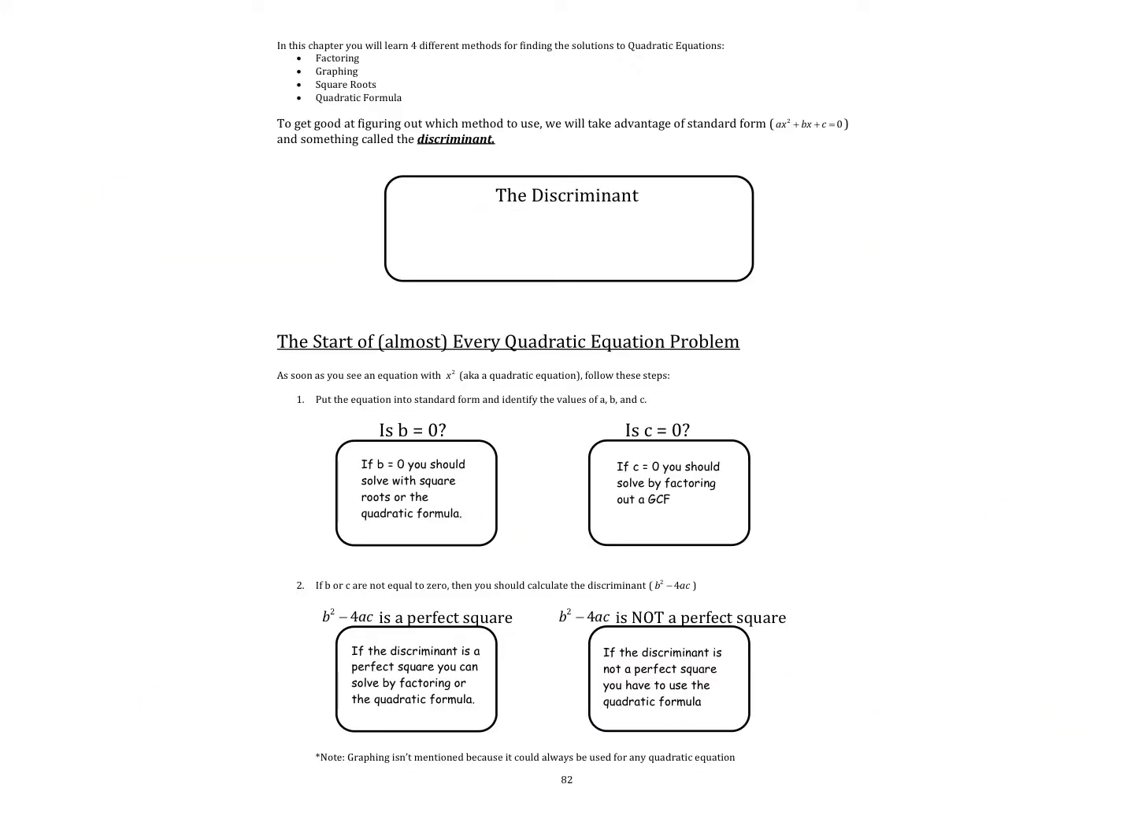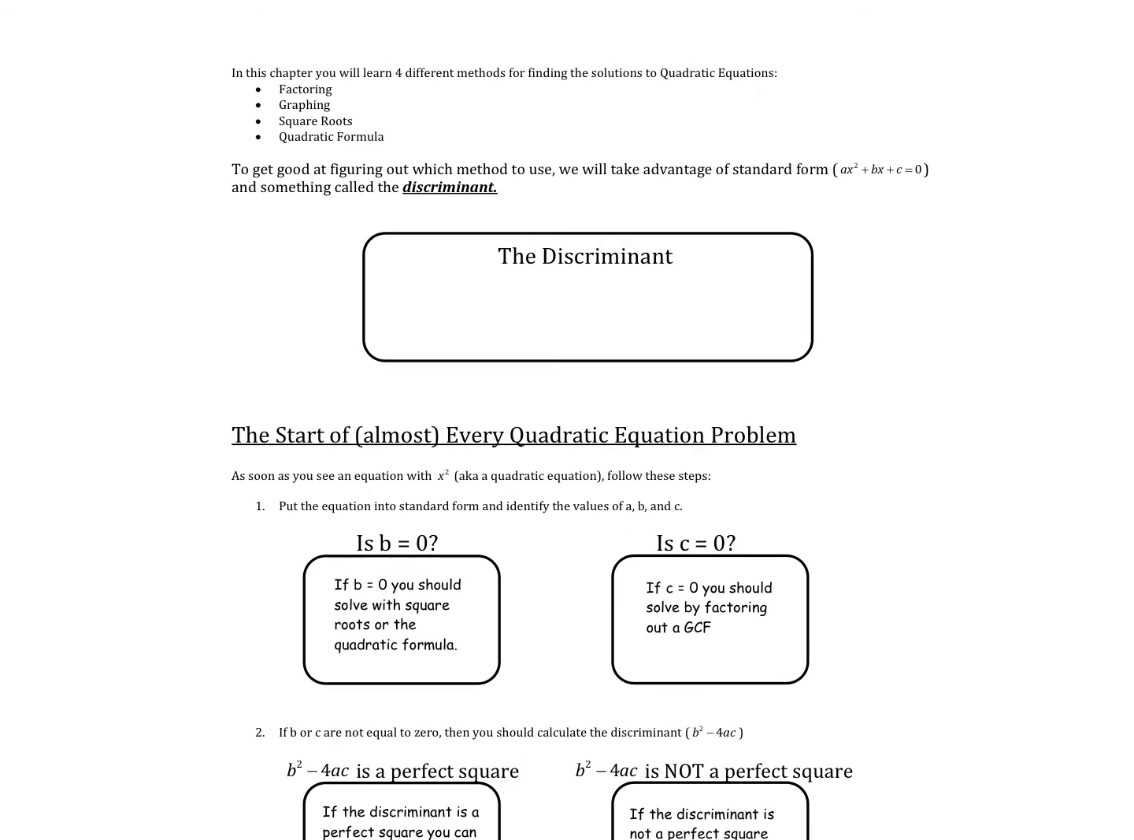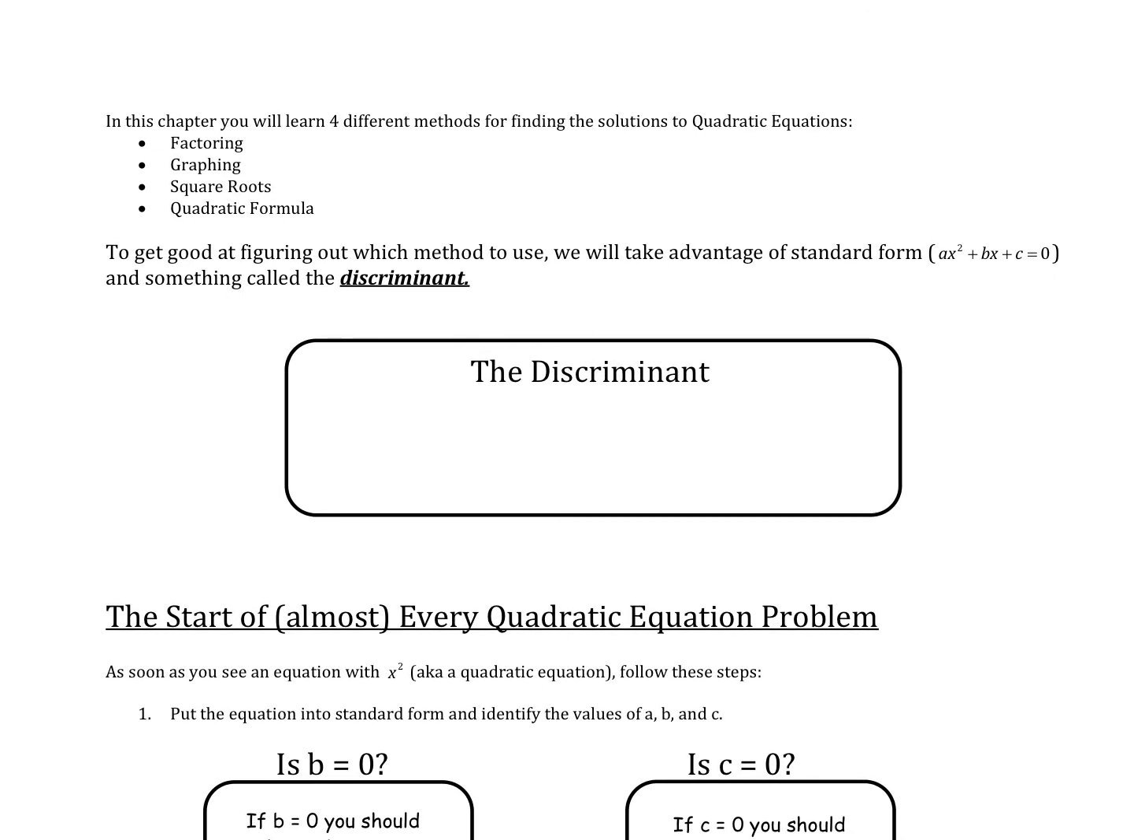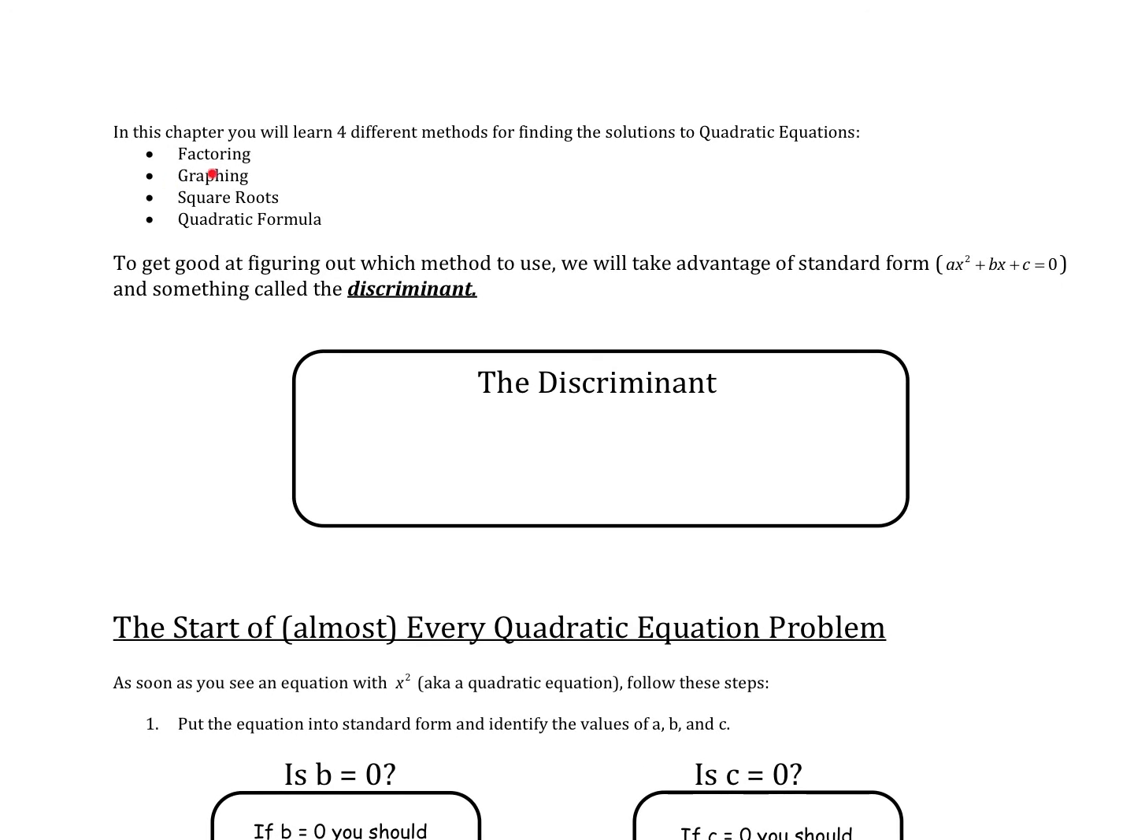So in this video, I want to give us a big overview of this chapter, and that starts with what are the methods that we're going to be learning to solve: factoring, graphing, square roots, and quadratic formula. Those are 4 ways we can solve a quadratic equation. Those are tools that are going to be in your toolbox for what to do when you see a quadratic equation. And there's one all-purpose tool called the discriminant, and that's going to help us decide what is the best route to take in solving an equation, which method would be best.